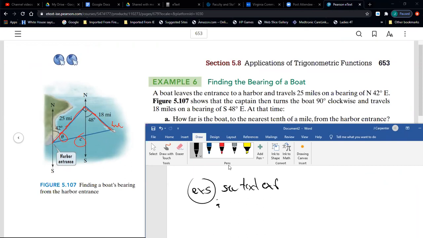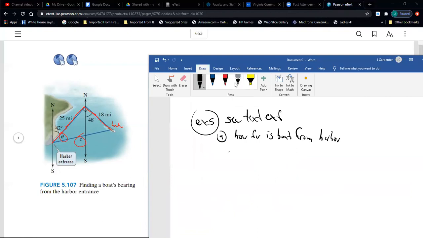So A, how far is the boat from the harbor? Which means we're finding that C over there. So I'm just going to draw up the triangle. We know this was a right angle. We know this will be the angle we need to find eventually. And we need to find C for now. We know this distance was 25 miles. We know this distance was 18 miles.